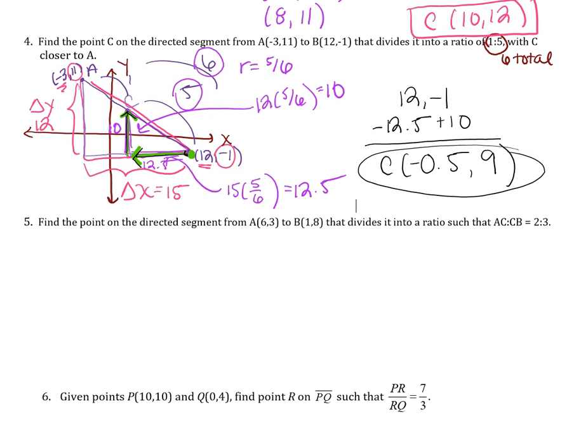Okay, let's try another one. Find a point on the directed line segment AB that divides it in a ratio such that AC to CB is 2 to 3. So just like the last example, I'm going to sketch what this looks like. So this is my x and y axis. A is at 6, 3, so maybe like here. And B is at 1, 8.